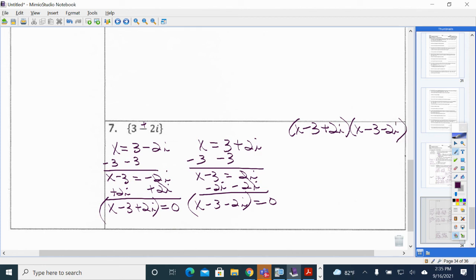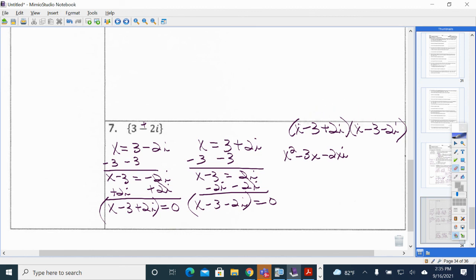There's a lot more multiplication that's going to go on here. X times x is x squared. X times negative 3 is negative 3x. And then x times negative 2i, this one's going to look funky, but it's going to go away in just a minute, is a negative 2xi. Now for the next term. Let me erase these marks here just so that it's a little less confusing for you.